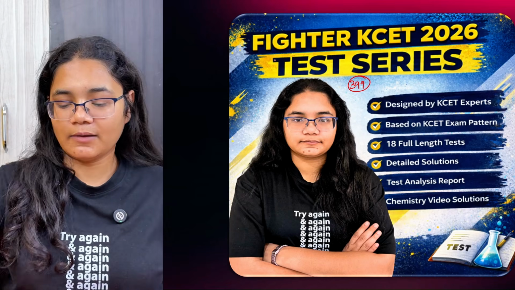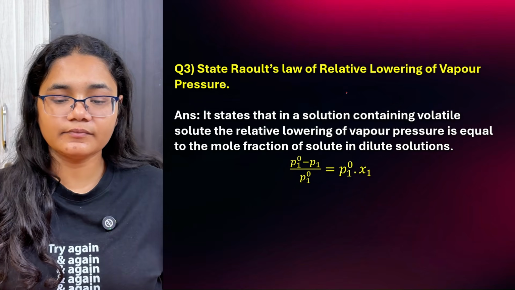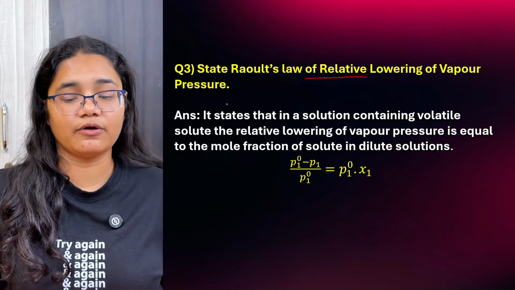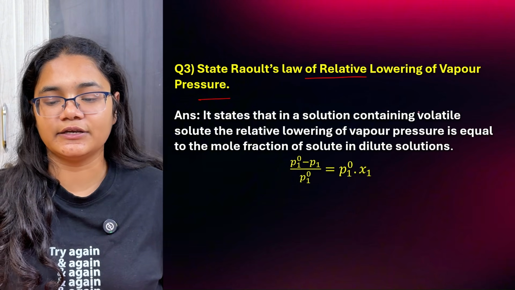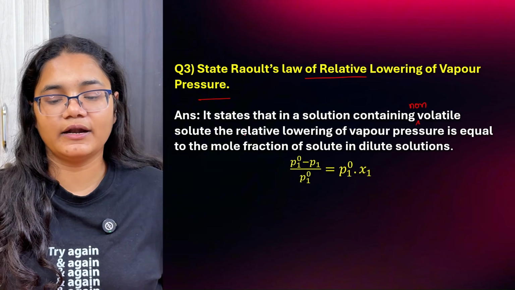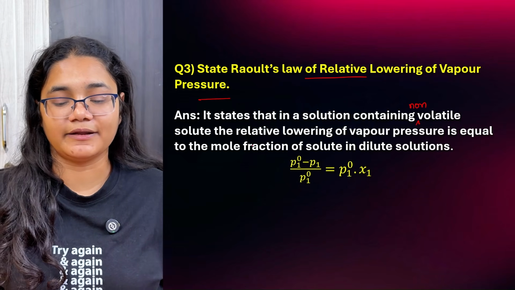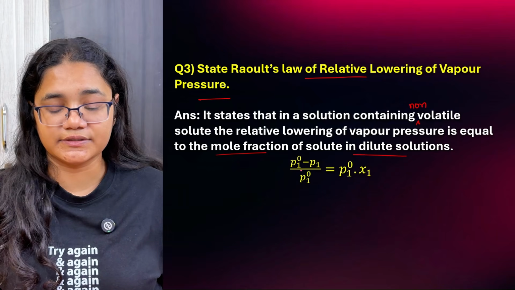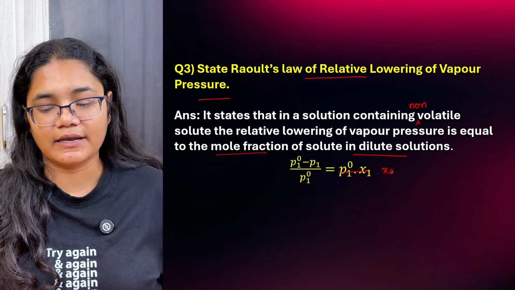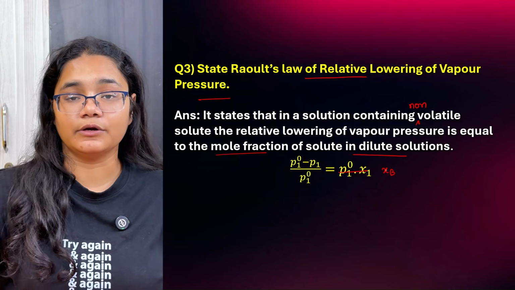Now moving to the third question: state Raoult's law of relative lowering of vapor pressure. Here there's a slight change. It states that in a solution containing a non-volatile solute, the relative lowering of vapor pressure is equal to the mole fraction of the solute in dilute solutions. So here, (P1⁰ minus P1) by P1⁰ is equal to x2.